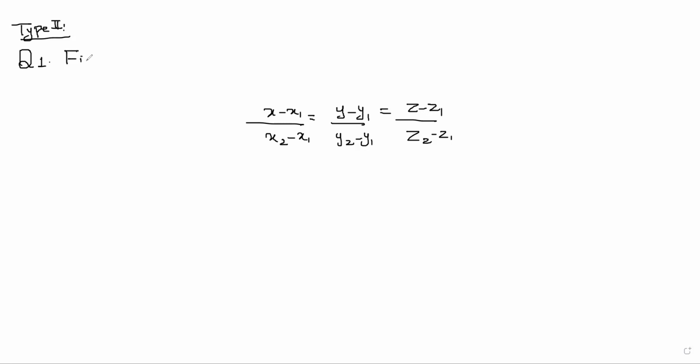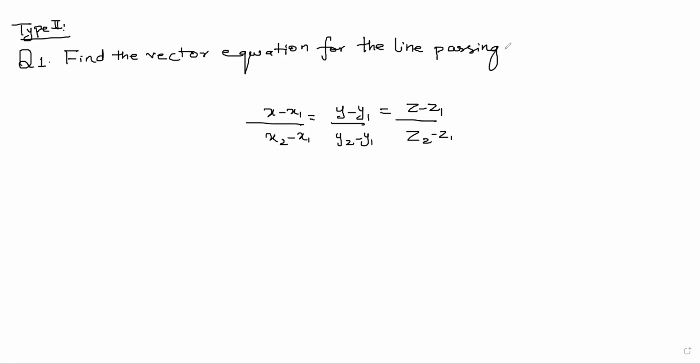Find the vector equation for the line passing through the points -1, 0, 2 and 3, 4, 6. Okay, find the vector equation of this line. Please try this question.